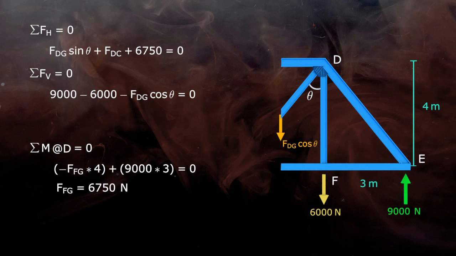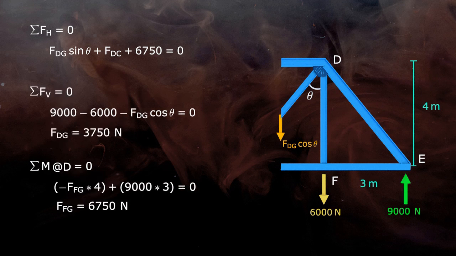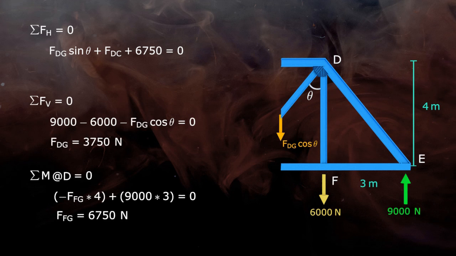Here 9000 Newton is acting in the upward direction, so it is positive, but the other two forces are in the opposite direction, so they will have a negative sign. Put theta equal to 36.87 degree, and so FDG is equal to 3750 Newton. Put this value in the above equation and we get FDC equal to minus 9000 Newton.